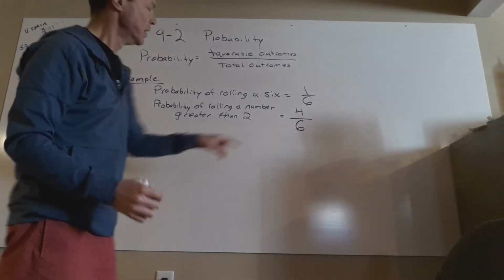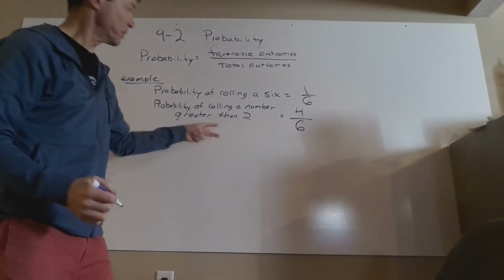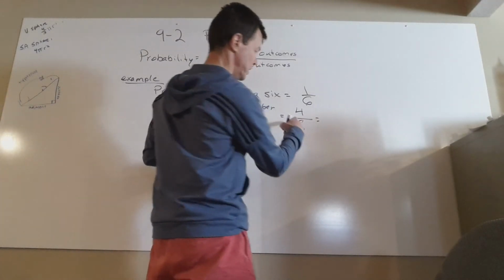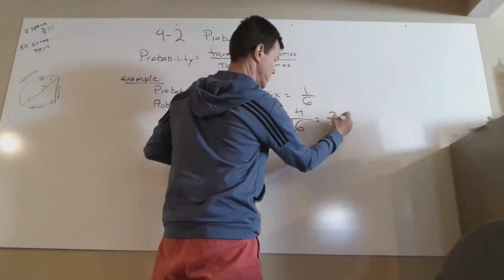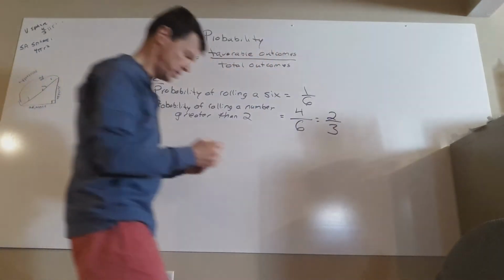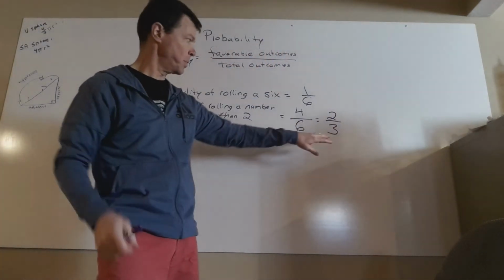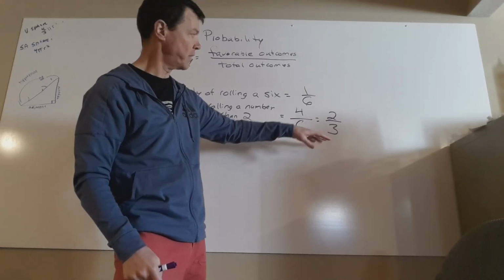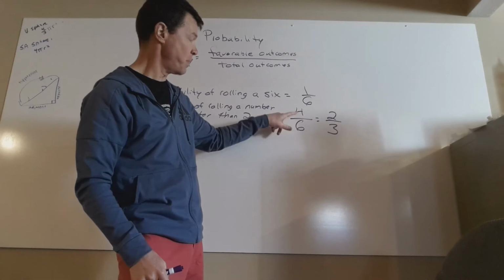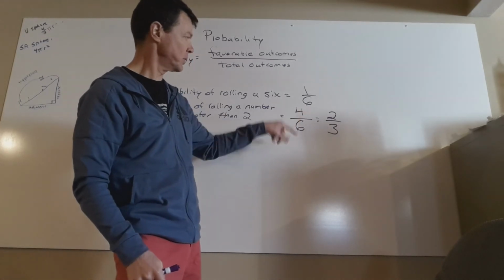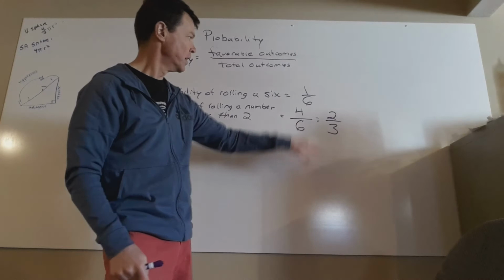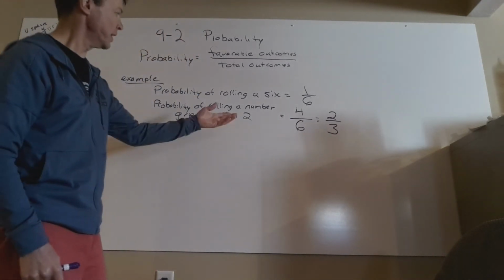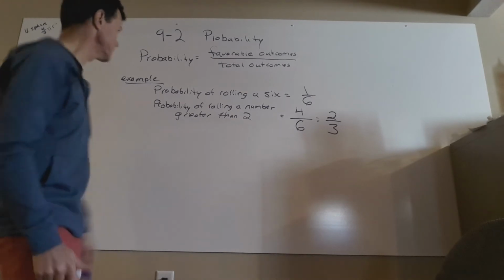So probability of rolling a number greater than 2 is 4 out of 6, or you could simplify this fraction to be 2/3. Either of those answers is fine. It may ask you to put it in the simplest form. If it asks you to put it in the simplest form, then you need to take the fraction and put it in simplest form. Divide top and bottom by 2. 4 divided by 2 is 2. 6 divided by 2 is 3. There's your simplified fraction for rolling a number that's greater than 2 on dice.